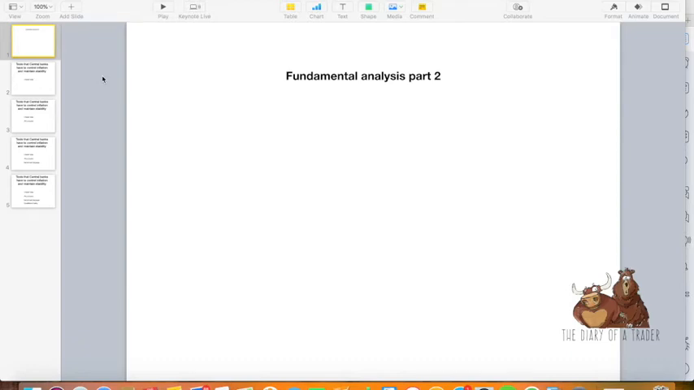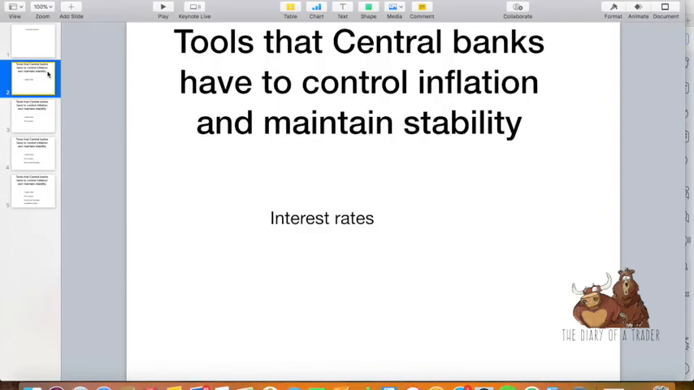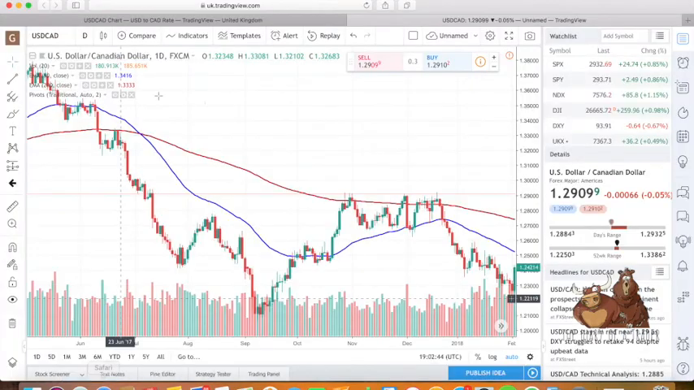Now we're going to consider in this video the tools that the central banks have to make sure they control inflation and maintain price stability. Now the first area they use is interest rates. Interest rates are used by the bank to control inflation, as we discussed in the last video. And if inflation is increasing above the central bank's target rate, they will raise interest rates to control it. That's the general rule of thumb. And this encourages people to start saving and stop spending their money, and that reduces the rate that inflation goes up.